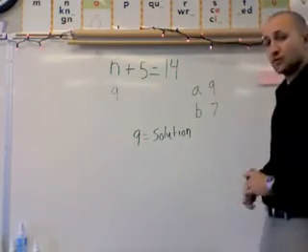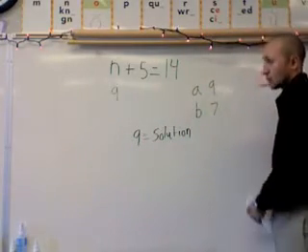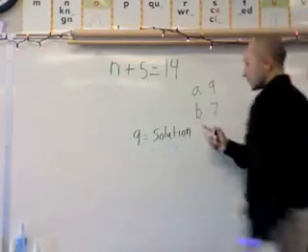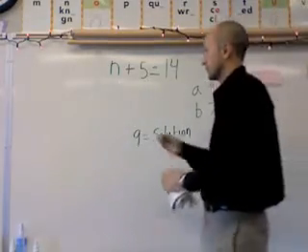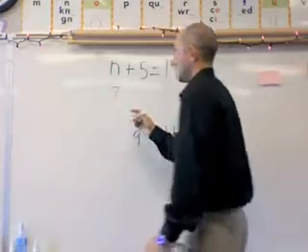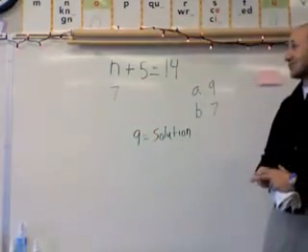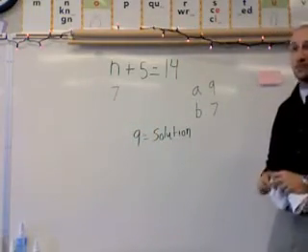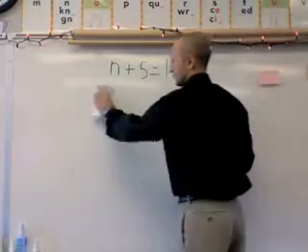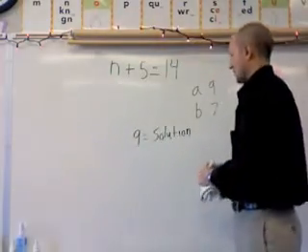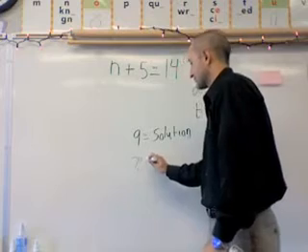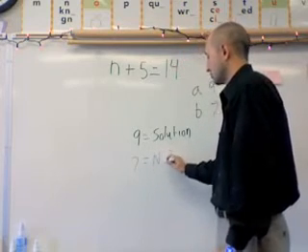Now they gave us the option of two answers, so let's try it with the other one. Option B was 7. If I use mental math again, 7 plus 5, guess what? Does not equal 14. That would mean 7 is not a solution.